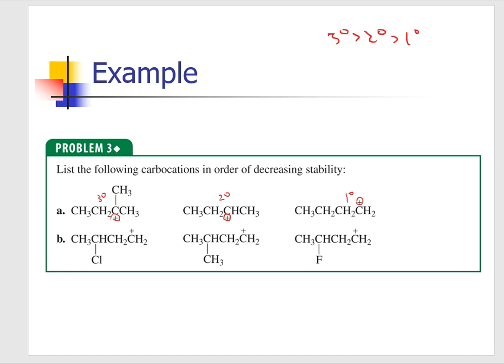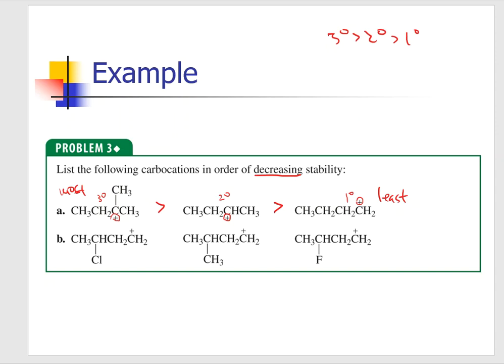So this one, good news, it's already in order. The tertiary is going to be more stable than the secondary, which is going to be more stable than the primary. So tertiary is the most stable, and my primary is the least stable. And that is in order of decreasing stability. Most, middle, least.